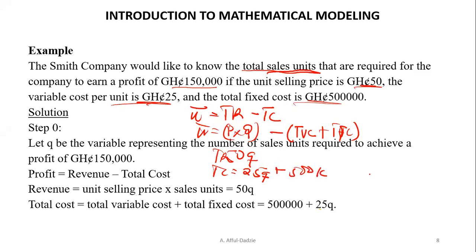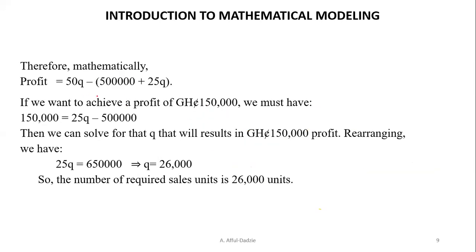Once you have this, all you need to do is 50Q minus 25Q. Let me put this into a big bracket, so plus 500K. You agree that this negative affects everything, and you can easily solve for Q. So Q becomes 26,000. This is straightforward, easy stuff.